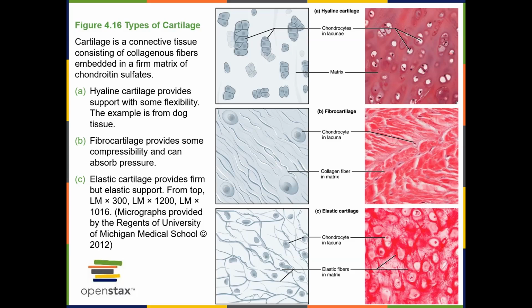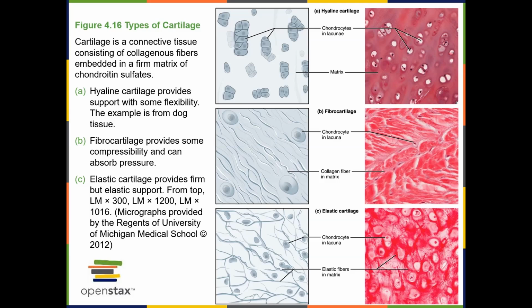Hyaline cartilage is the most common type of cartilage. Hyaline cartilage is found in the bridge of the nose and covering the end of the bones. Hyaline cartilage connects the ribs to the sternum and is found in rings of the trachea. The matrix of hyaline cartilage has a glassy appearance.